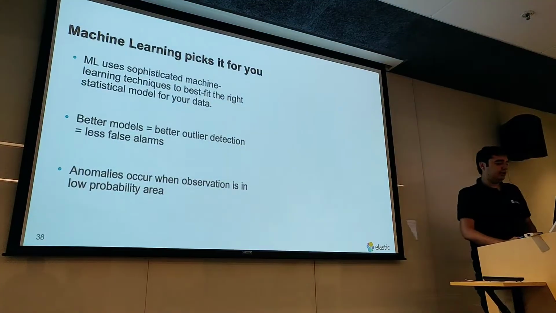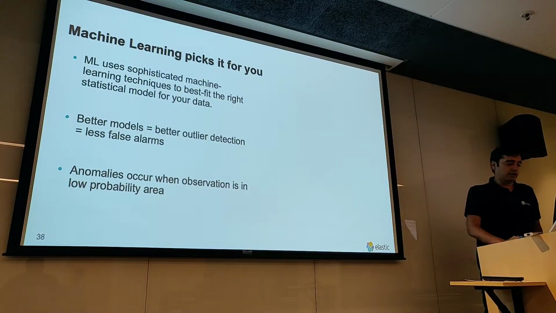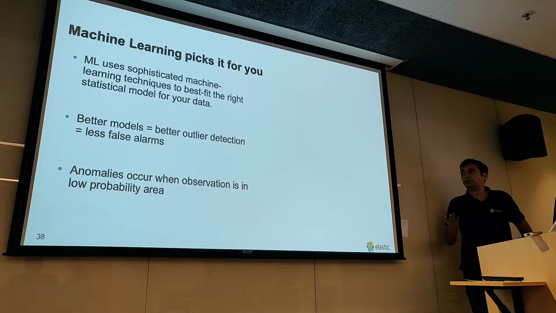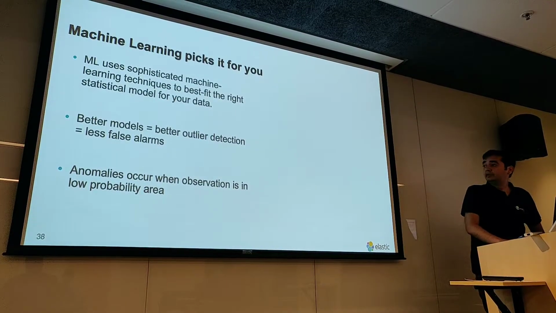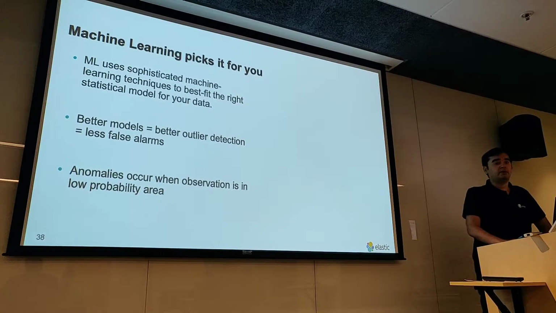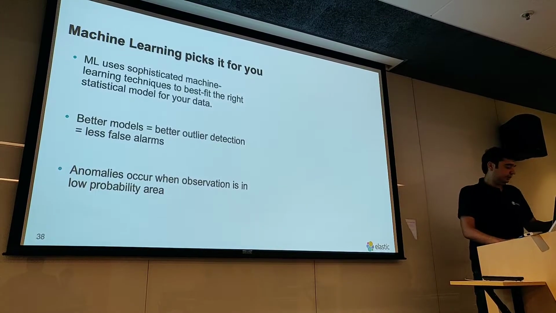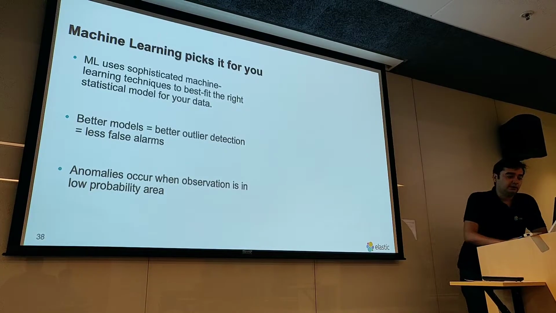So machine learning can pick which model is best suited for your data. It will study your data. It will figure out which is the best model for your data. Better models mean better outlier detection and fewer false alarms. Anomalies occur when an observation is in a low probability area. So even in case of low probability, you can have anomalies as well.